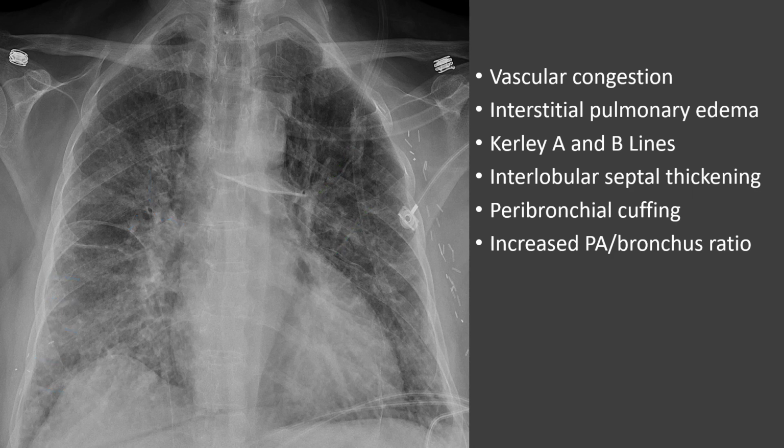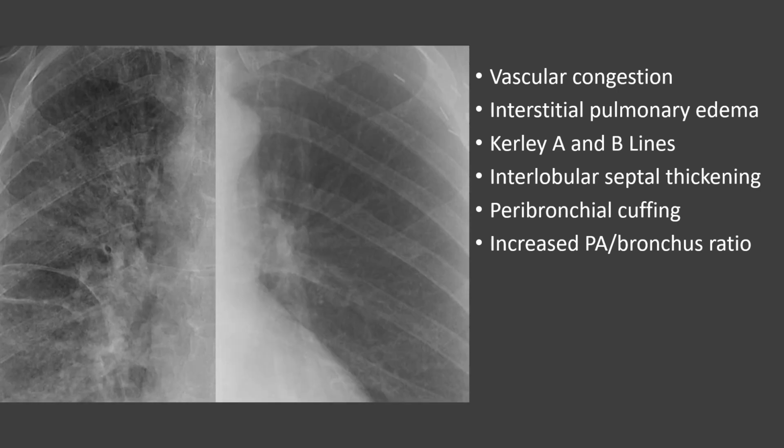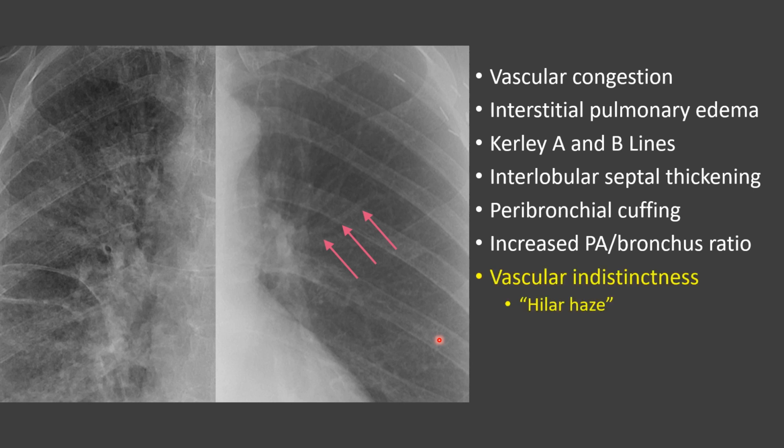However, there's another sign that's also present. And I think to best illustrate this, we're going to put up a normal radiograph adjacent to the abnormal radiograph. And then we're going to blow up this area in here, and we compare it to the normal radiograph. If we look in here, see all the vessels, see how nice and sharply marginated they are, right? They're really easy to see. But where are the vessels on the other side? You just don't see them. The vessels are indistinct. And this is what we call hilar haze or vascular indistinctness.